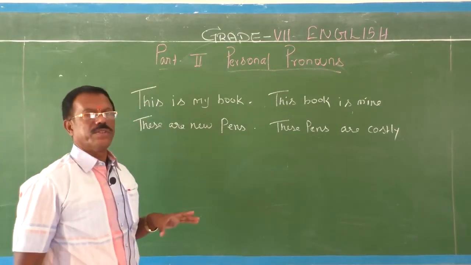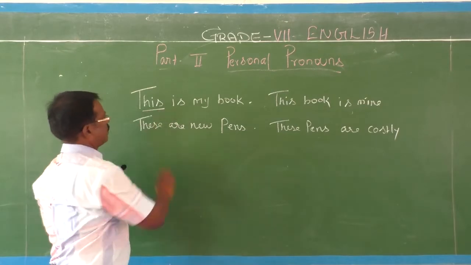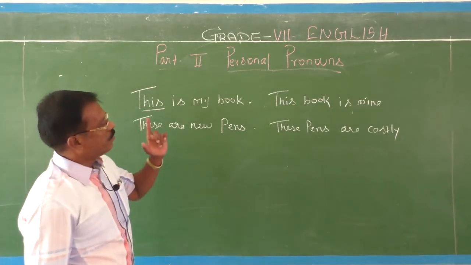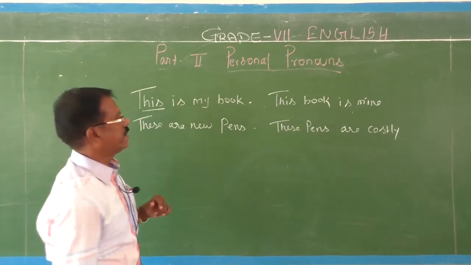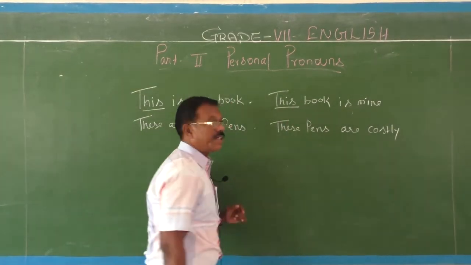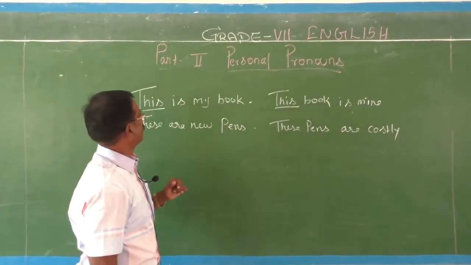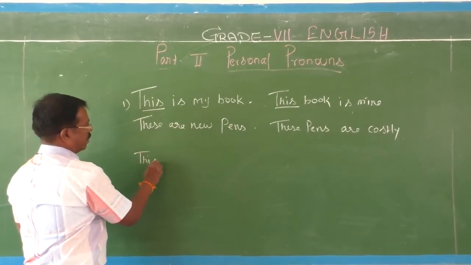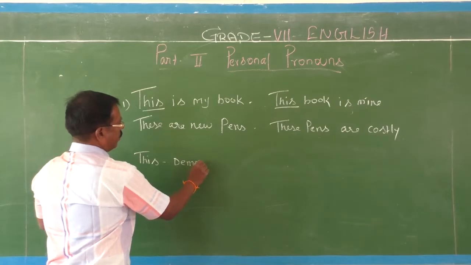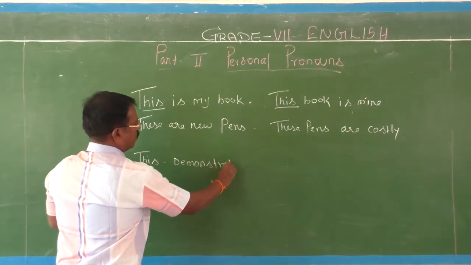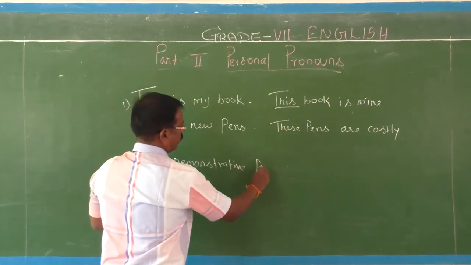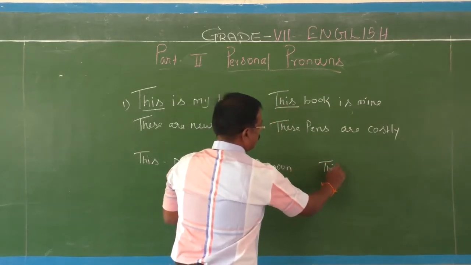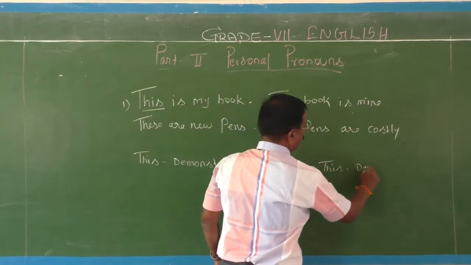This is my book. Here this is demonstrative pronoun. This book is mine. In the sentence, this is demonstrative adjective. So very important. So in the first sentence, this demonstrative pronoun. But here, this demonstrative adjective.